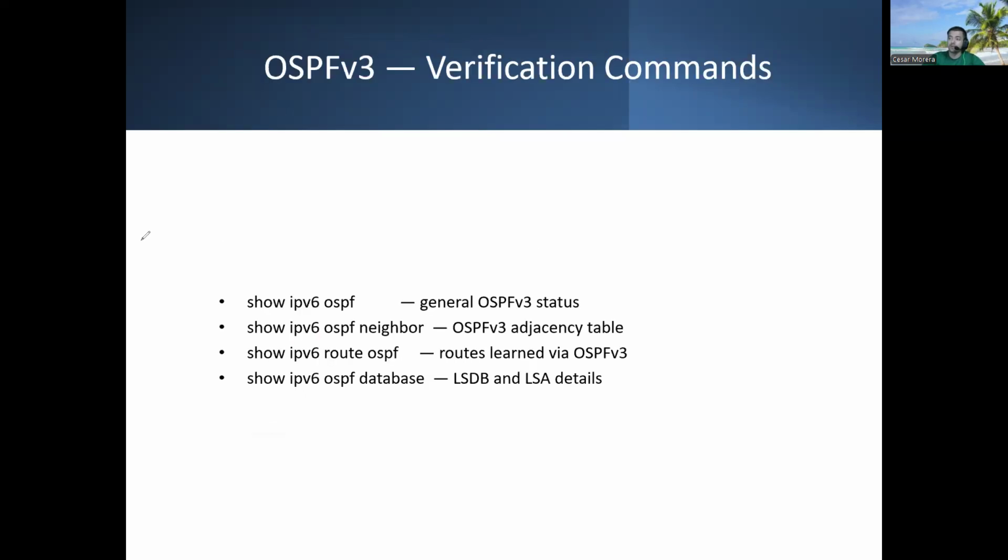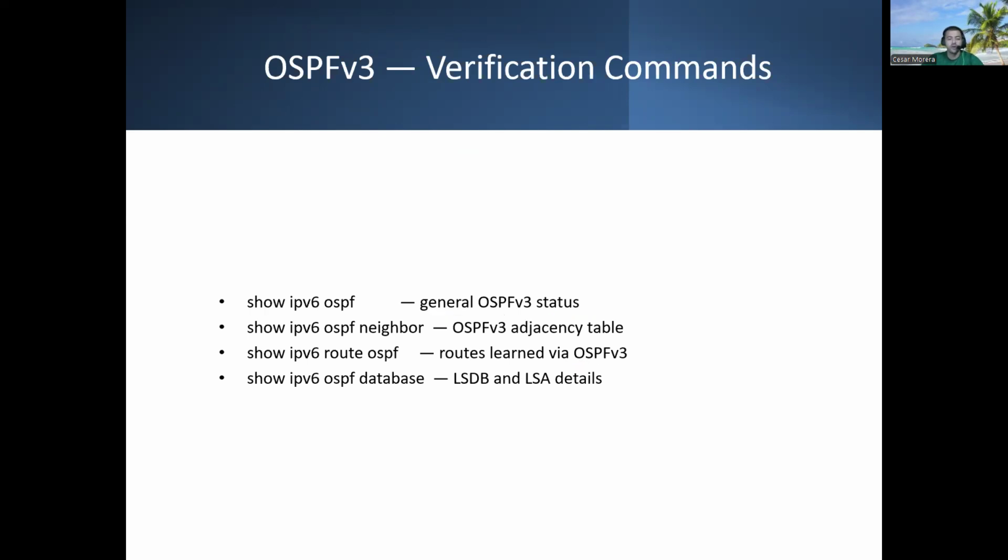Oh, these are some validation commands. So we have the show IP OSPF. It will show us general OSPFv3 status. We have the show IPv6 OSPF neighbor. So show IPv6 OSPF for general OSPF version 3 status. Show IPv6 OSPF neighbor for the adjacencies formed by OSPF version 3. Those are table adjacencies. Show IPv6 route OSPF, the routes learned via OSPFv3, and show IPv6 OSPF database, LSDB, and LSA details. We will be able to see that information there.